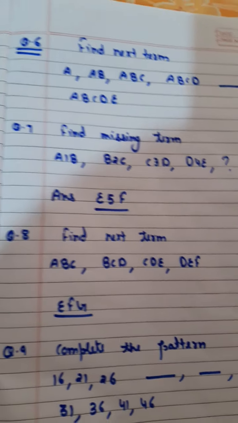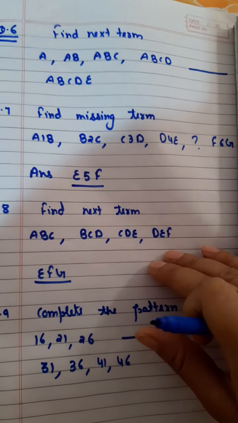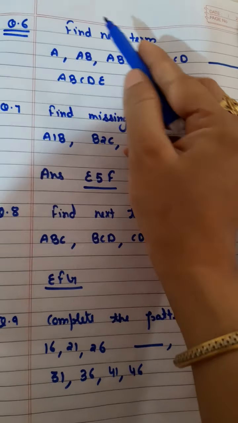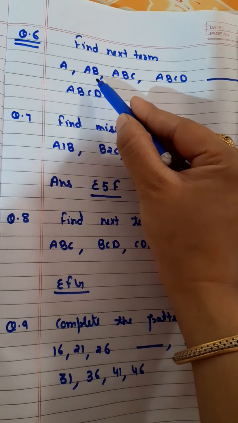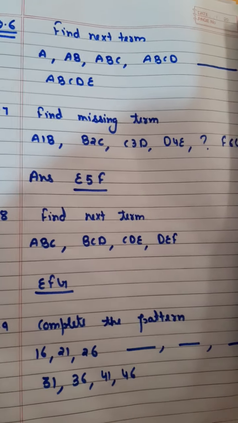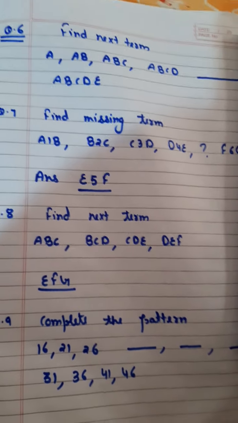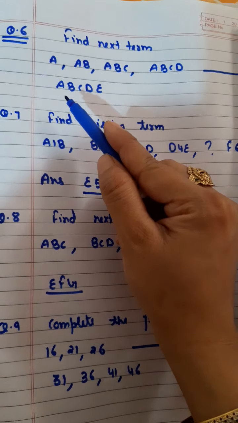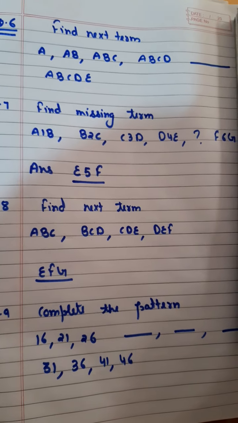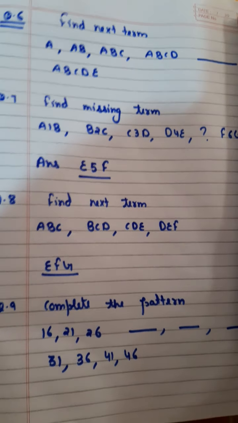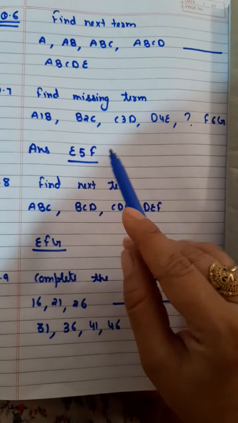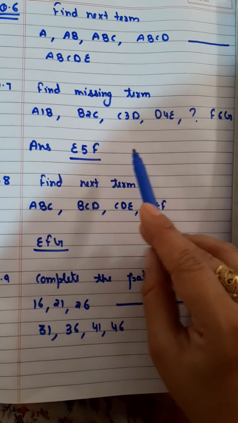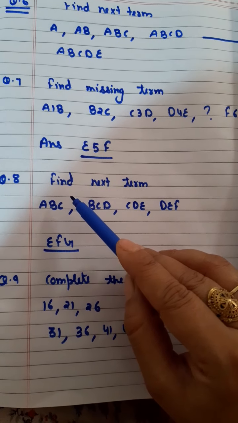In the question number 6, we have to find the next term in the series. It is quite simple. Firstly, it is given A, then AB, then ABC, then ABCD. Yes, now it's easy. The next will be ABCDE. Clear? Now the question number 7. Find the missing term.